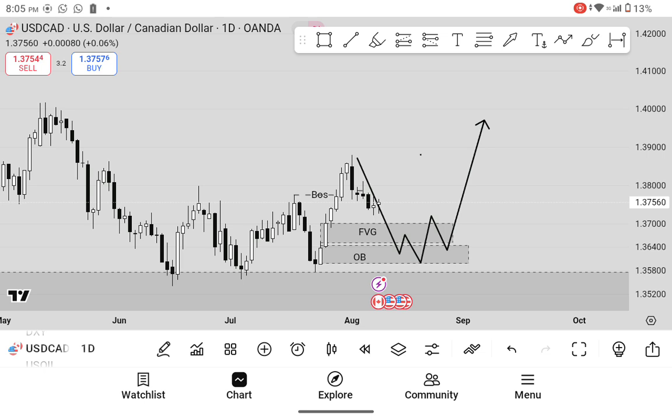So this is our USD CAD, and you can see, guys, this trade is literally clean. This is an A plus setup. This one is a 100% A plus setup.